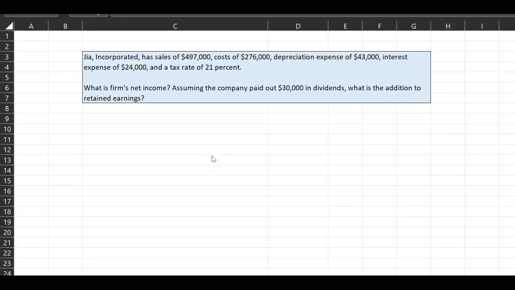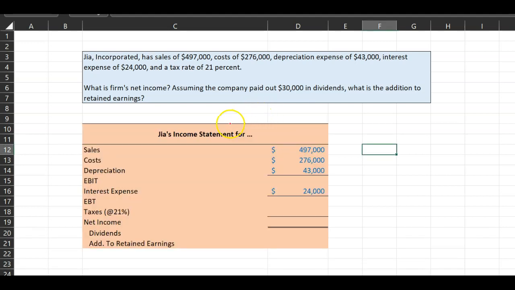So suppose there is a company called Gia Incorporated. It has sales of $497,000, costs, depreciation expense, interest expense, and then a tax rate of 21%. The question is, what is the firm's net income? And also, assuming that the company paid out $30,000 in dividends, what is the addition to retained earnings?